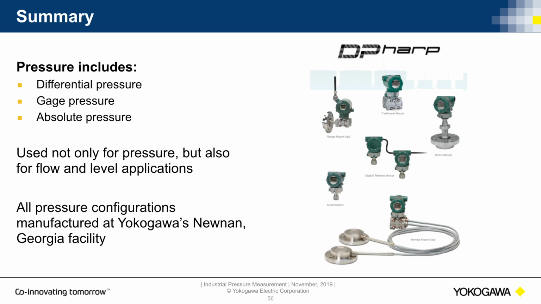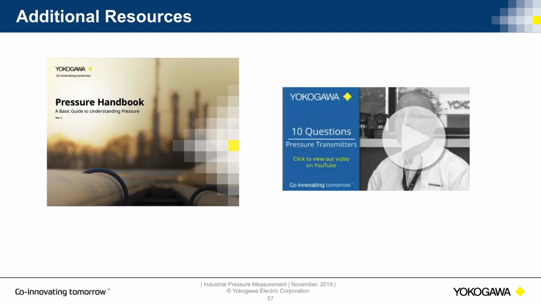We've got over 400 people here, and we try to manufacture as much as we can to support the North American market with quick lead times. Touching on some additional resources available on our website, we have a pressure handbook that goes over what we talked about today, specifically pressure measurement and all the things that come with that. And then there's also a video of 10 common pressure transmitter questions that we try to address that we see day to day when we get questions either over the phone or through our people on site.